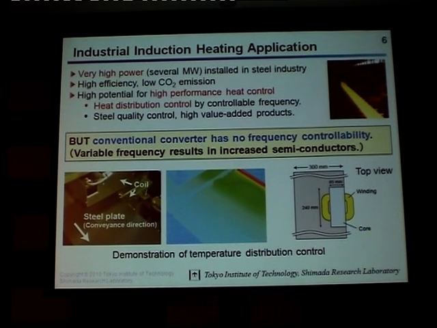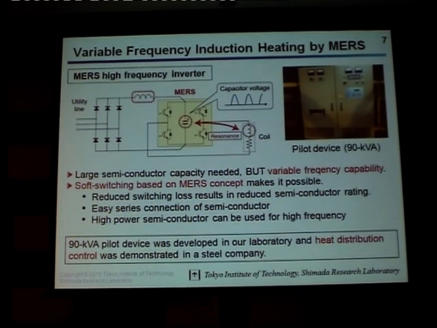This is a demonstration of heat distribution control by changing frequency. This photograph shows a steel plate and a coil to heat the edge part of the steel plate. This is a top view of this steel plate. We can control the heat distribution, and we can heat only the edge part by increasing frequency. So this is our MASS high frequency inverter here. Large semiconductor capacity is needed, but it has variable frequency capability.